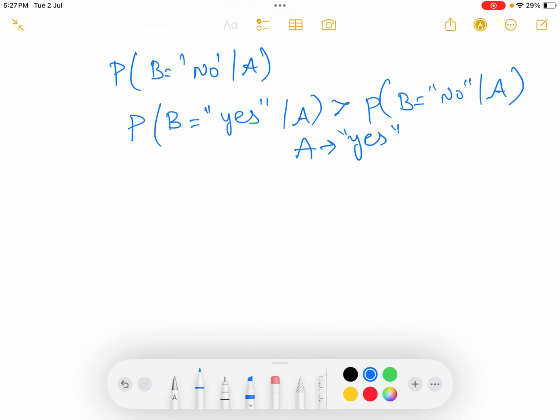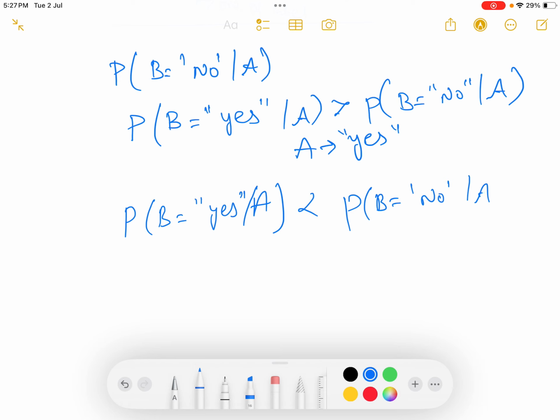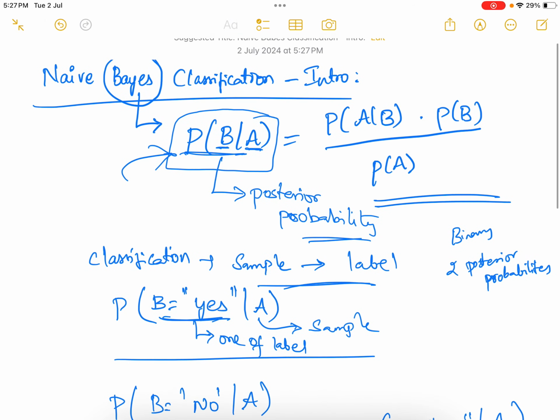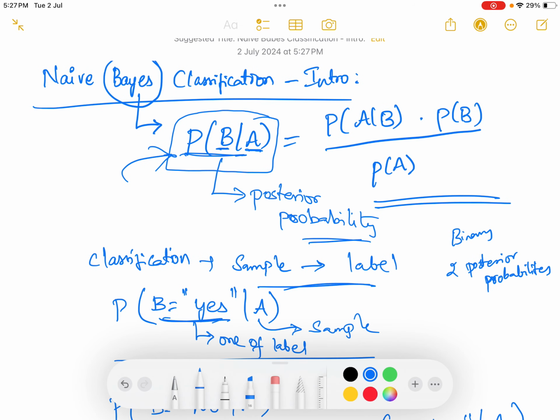If it happens in a reverse manner, like if probability of yes class is less than probability of no class, then sample A belongs to no class. Okay, but to do the classification, we are supposed to calculate this posterior probability. We can calculate the posterior probability based on these three terms.